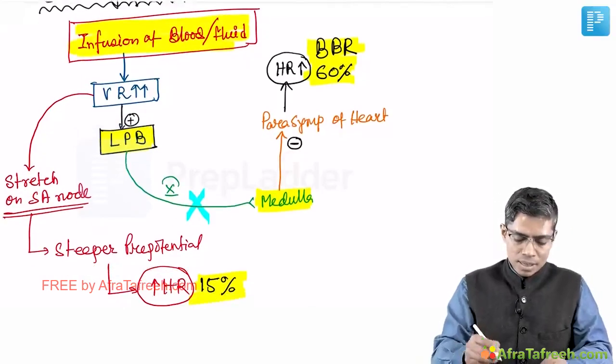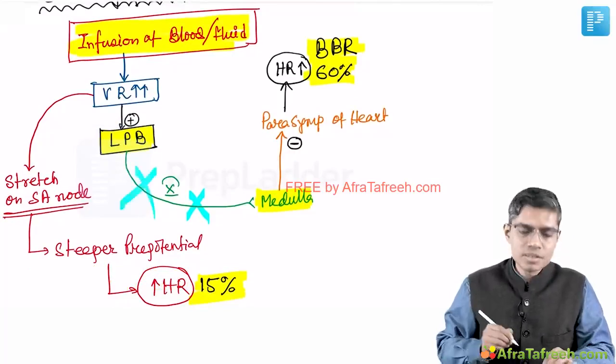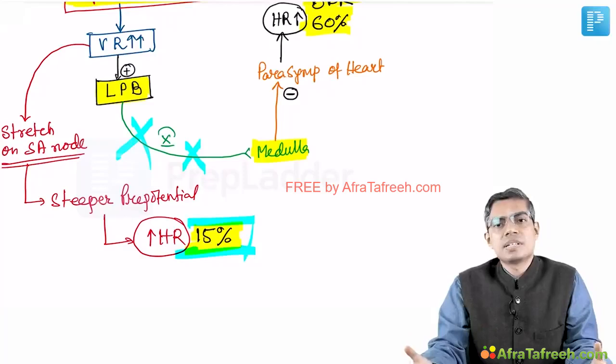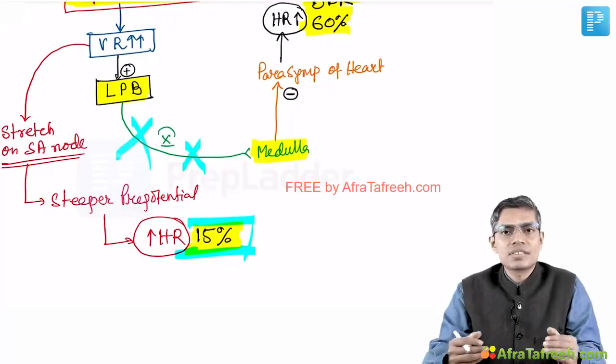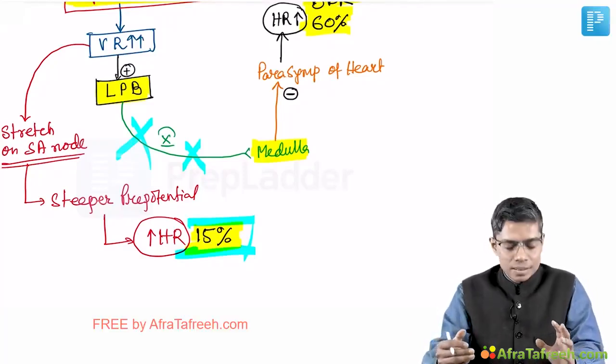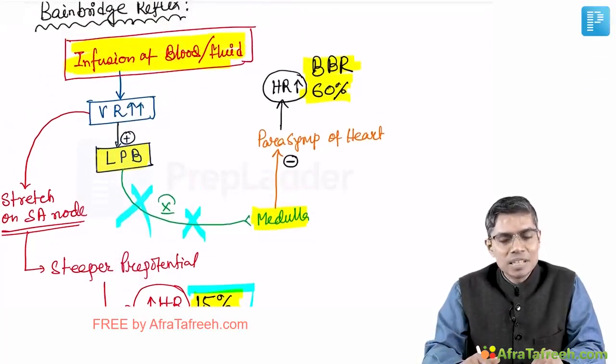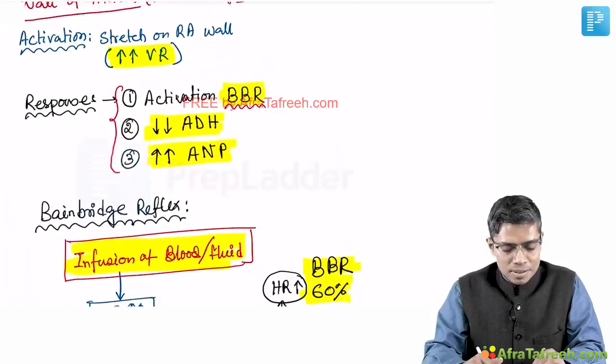That's why I was talking about how even if you cut the bilateral vagus, heart rate increment is possible, but that increment is only 15%, and that is due to direct stretch on the SA node. Great. So this is all about the Bainbridge reflex and low pressure baroreceptor.